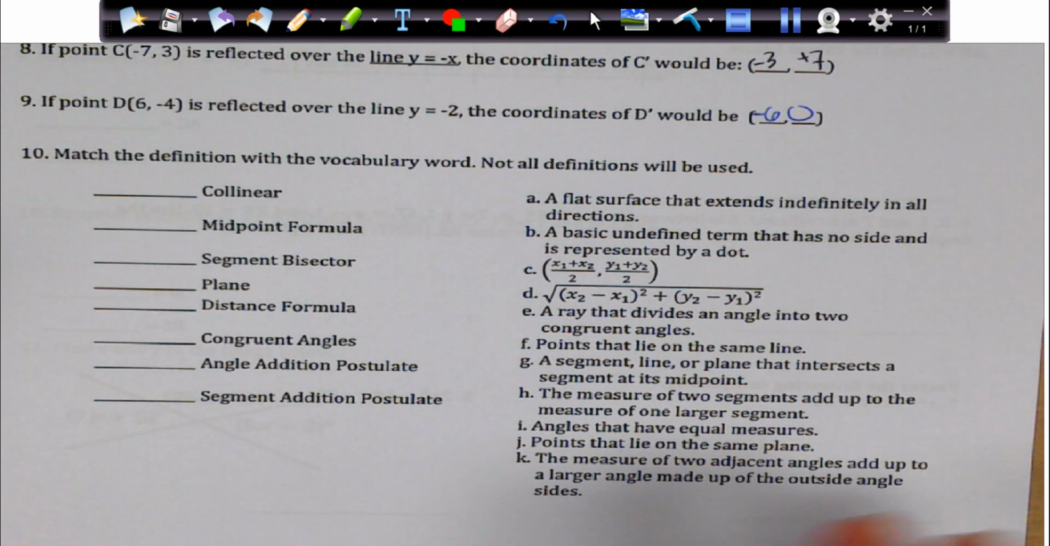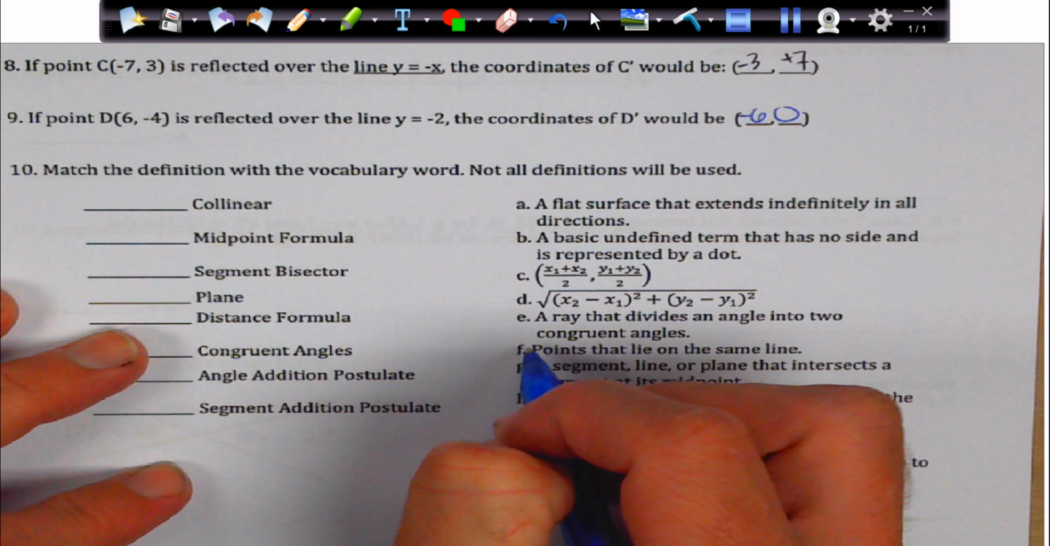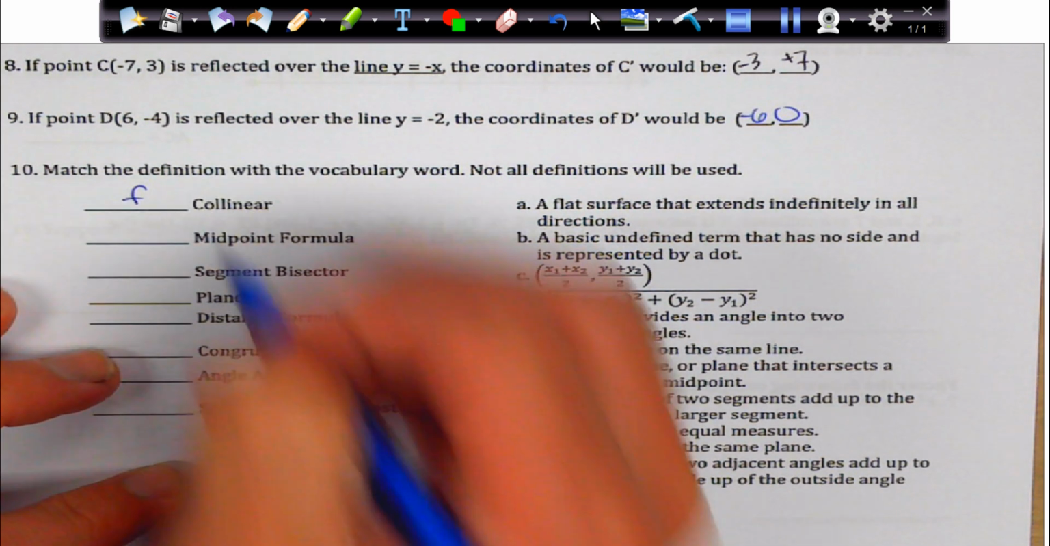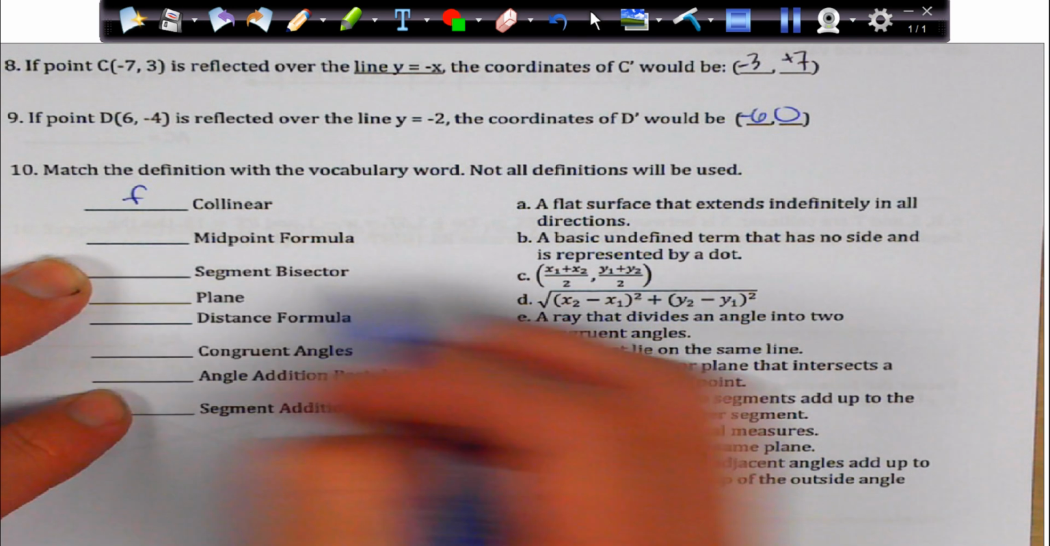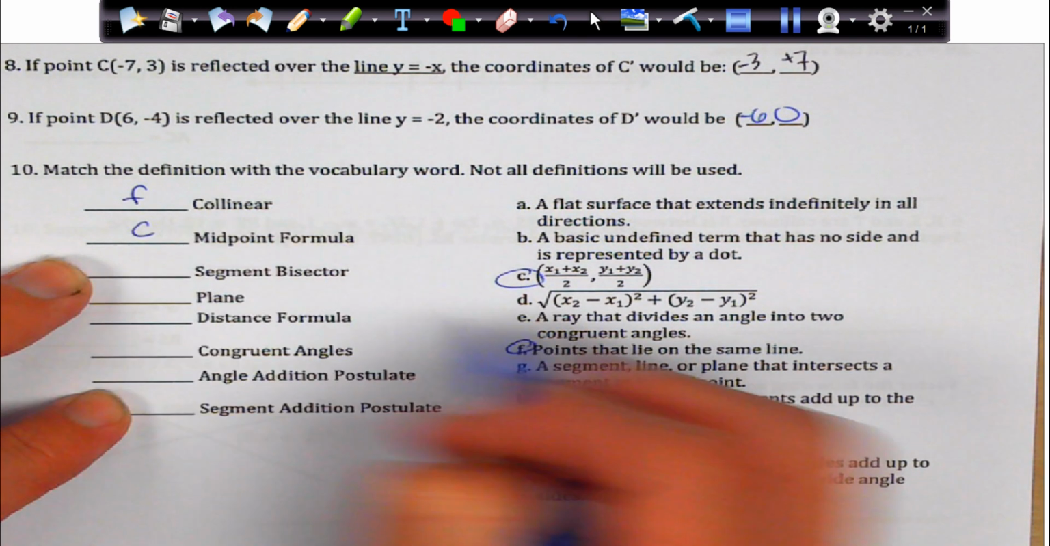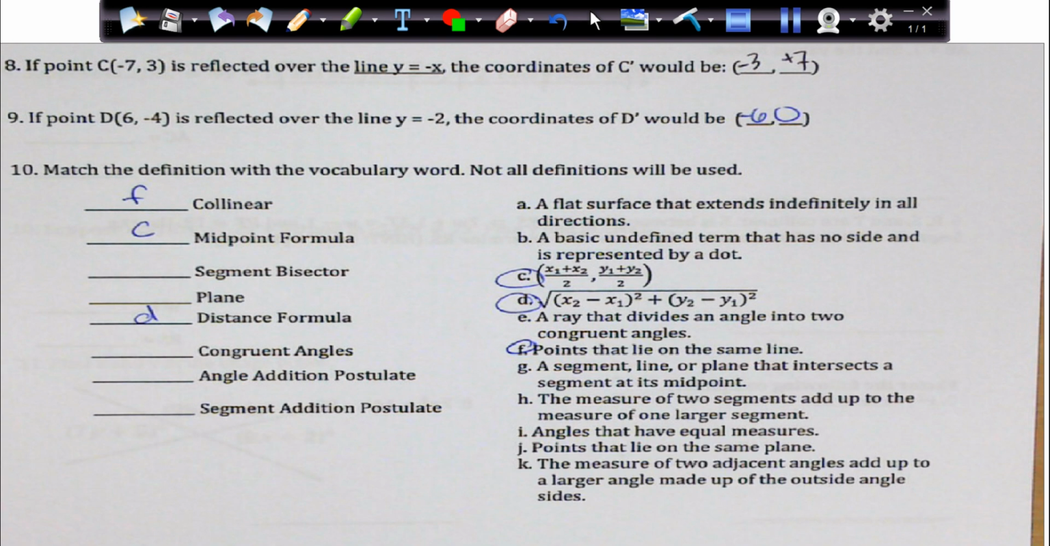All right, match the definition with the vocabulary. So collinear is all points that lie on the same line. So that should be right there. F. Midpoint formula. So we haven't talked about midpoint formula or distance formula. So I think those are our old ones, so we can kind of skip those. But midpoint formula is C. Distance formula is D, just in case you're wondering. Those are old equations that we haven't really talked about fully yet, so sorry about that.